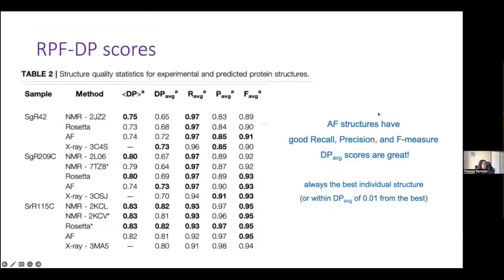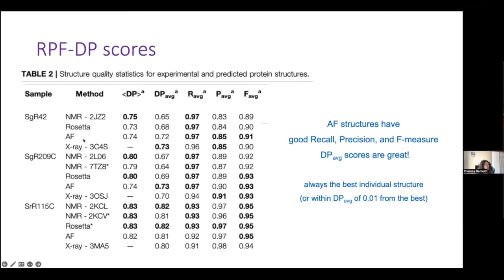So getting back to the results from AlphaFold, what we have here is the RPF-DP scores for three of the structures. We have the NMR structures, and also these Rosetta refined structures, which used a different force field calculated with restraints. The first thing you can see is that the F scores are all very, very good. They're all above 0.8, close to 0.9. The DP scores are also pretty good. We wanted them to be above 0.7. In some cases, they're not quite.